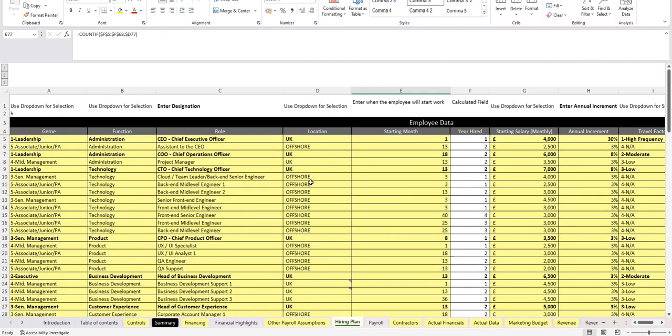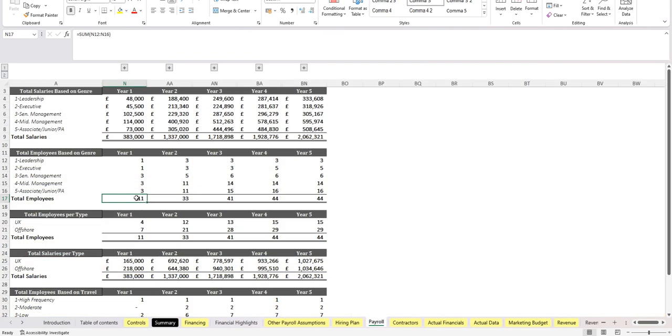And offshore, tech startups that don't need to have everyone sitting in London or New York or Sydney or wherever they are, which is very expensive. So they do a mixture between on-site and offshore. So if I go to payroll, for example, you see here, this is kind of how they scale in terms of the employees. Okay.